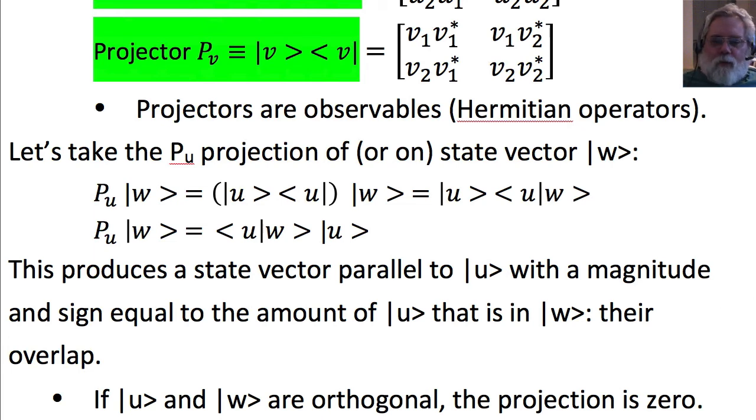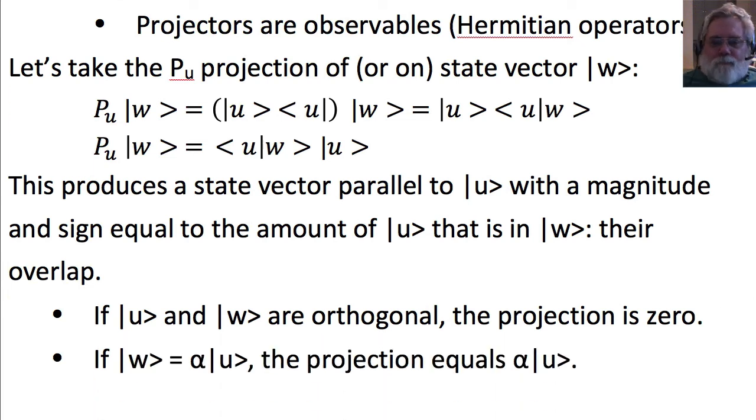If u and w are orthogonal, no overlap, the projection will be 0. The inner product will be 0. The projection will then be 0. If w is some complex number alpha times u, then the inner product is going to be alpha, and the projection will be alpha times ket u.